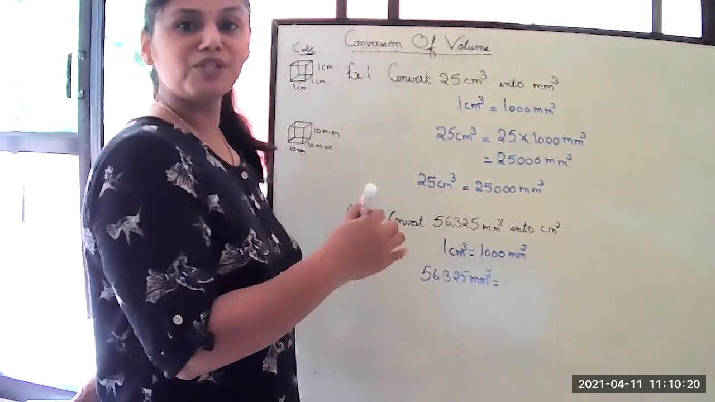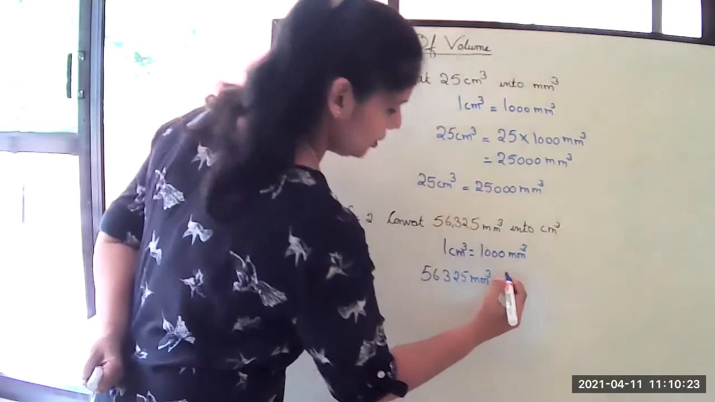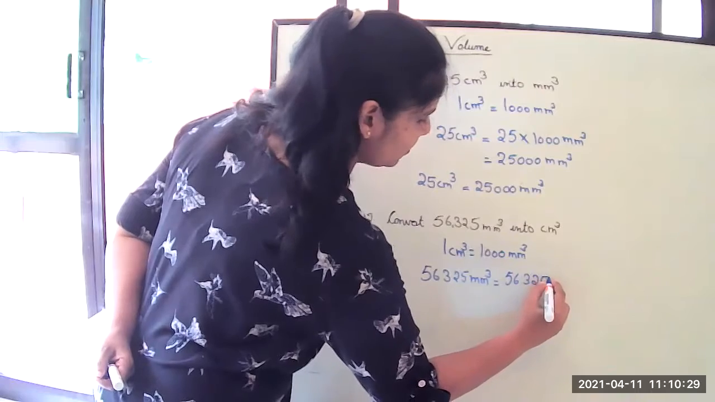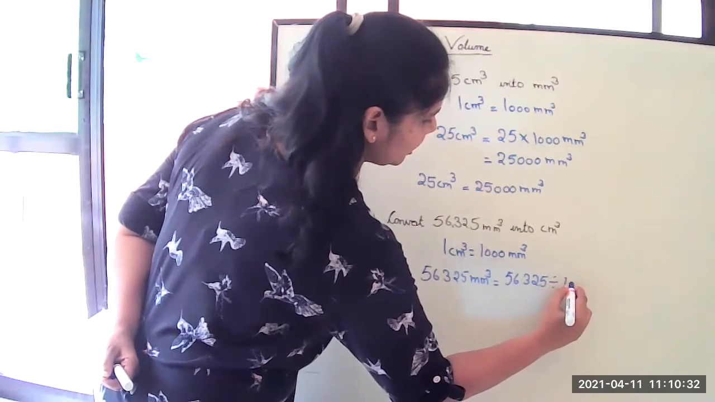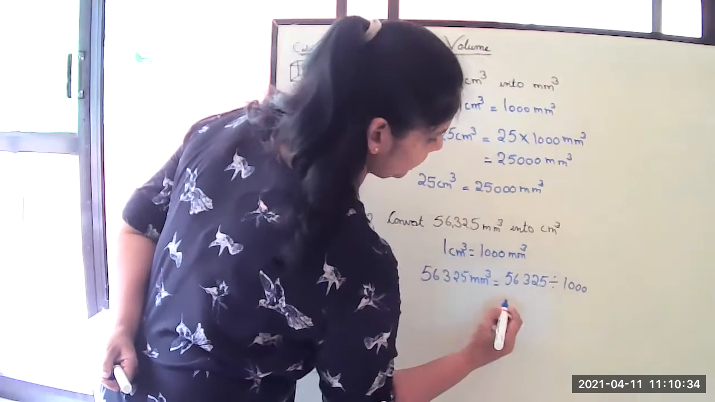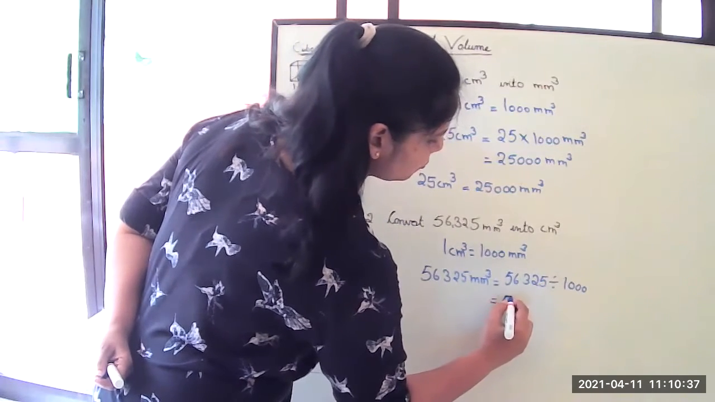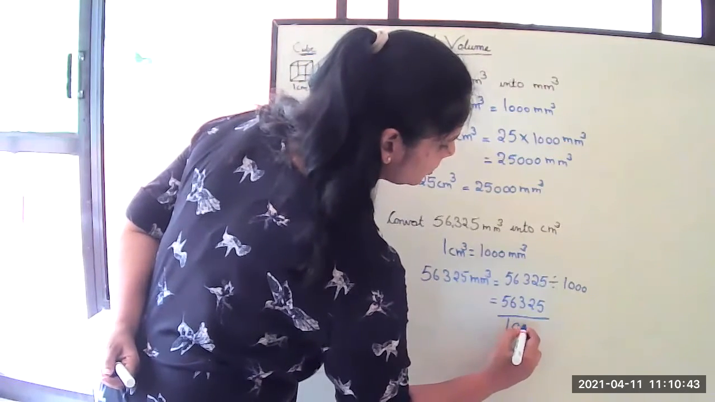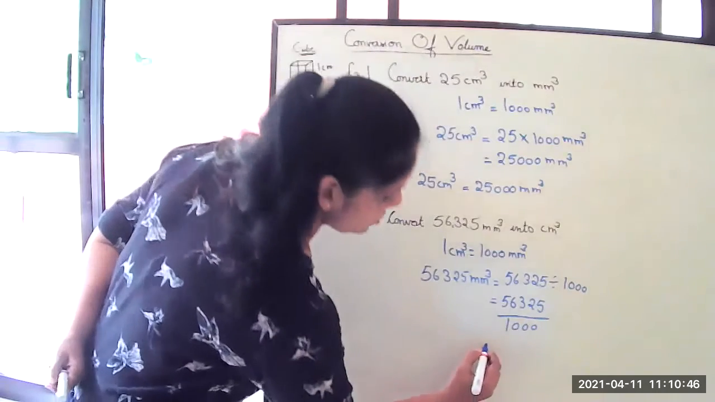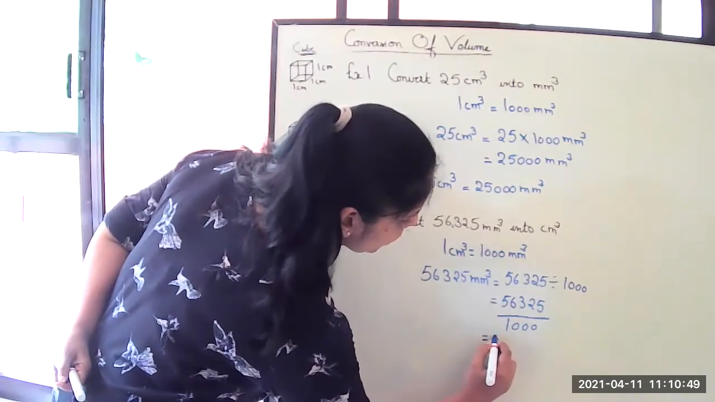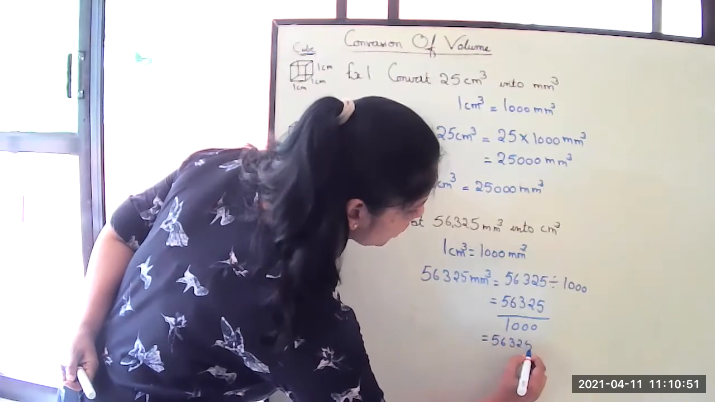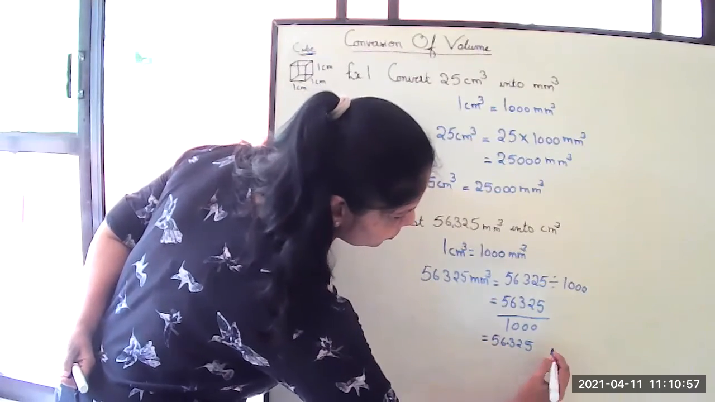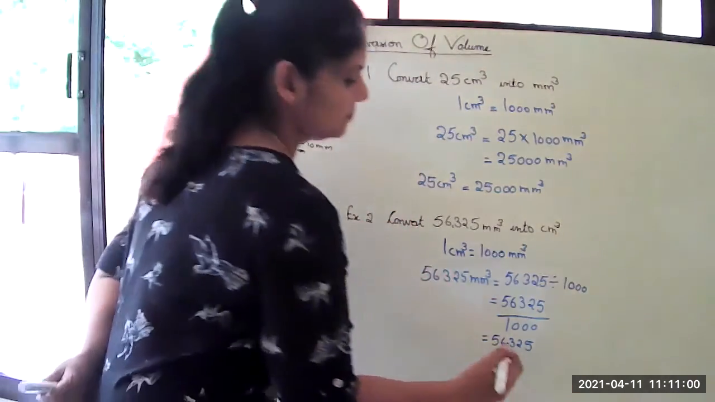Here, from smaller to bigger, so you have to divide. Again, we can write 56,325 divided by 1000. That is equal to 56,325 upon 1000. So 3 zeros here. So it should be 56325, and 1, 2, 3 decimal places we have moved from right to left.